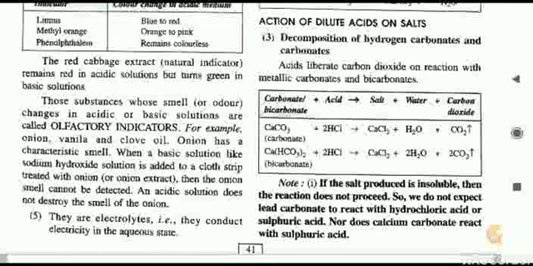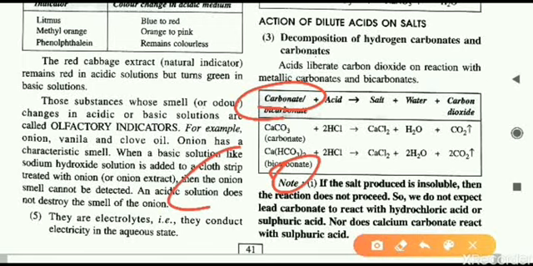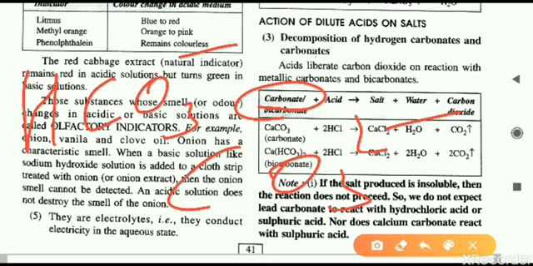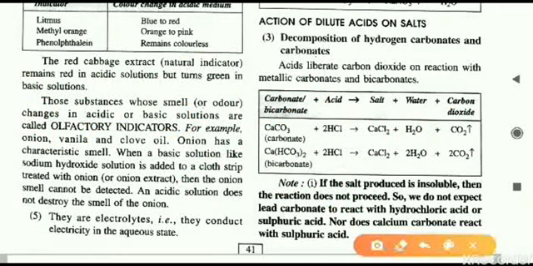Next we have the action of dilute acids on salts. Now we will learn how different salts react with dilute mineral acids. The first type of salt we are learning is carbonate and bicarbonate. The carbonate ion is CO3 2 minus. The bicarbonate ion is HCO3 minus. CO3 2 minus is carbonate, HCO3 minus is bicarbonate. Another name for bicarbonate is hydrogen carbonate.